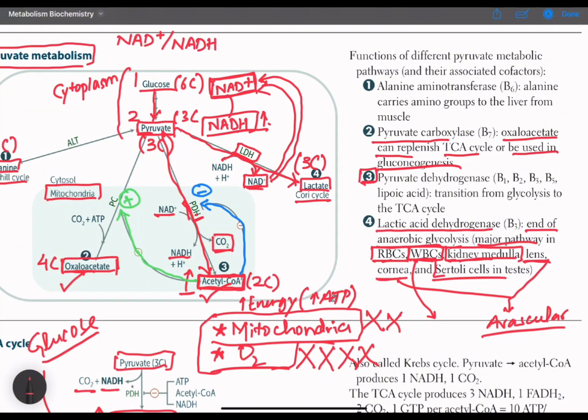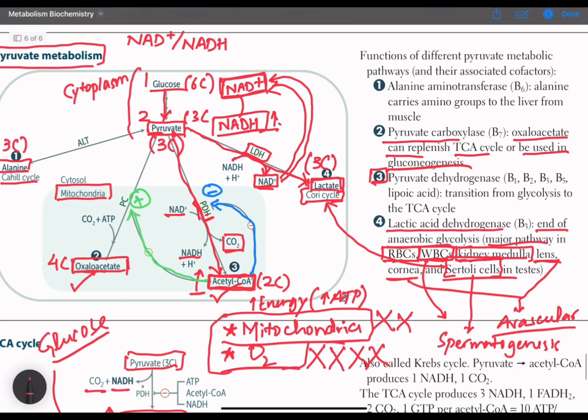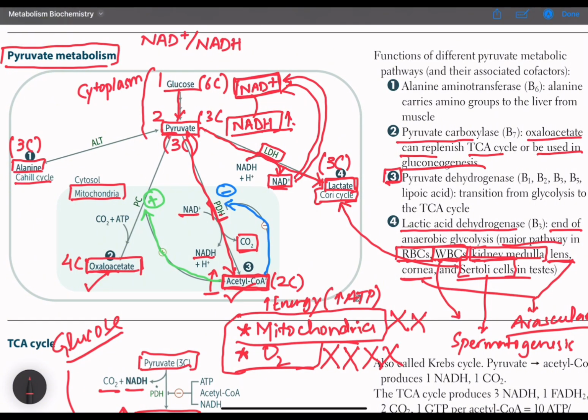The unique among them are Sertoli cells, in which spermatogenesis is performed. For normal growth of sperms, the fuel of sperm is lactate. So Sertoli cells perform the Cori cycle because sperms need lactate. So this was all about conversion of pyruvate into lactate. Now let's review how the Cori cycle occurs.